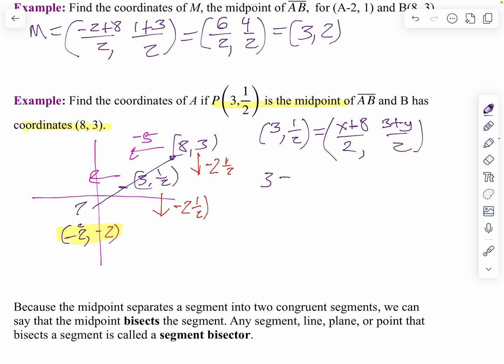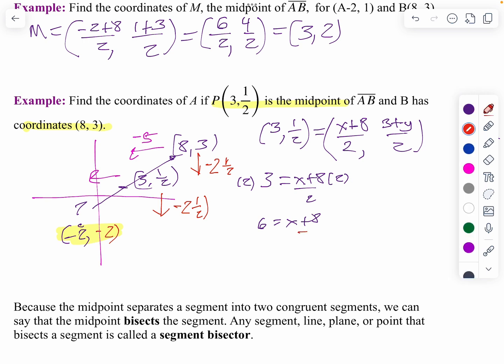So 3 equals (x plus 8) over 2. Well, then let's get rid of the fraction, clear our fractions. We multiply by 2. 6 equals x plus 8. I minus 8 from both sides. 6 minus 8 is negative 2. Notice I get the same answer. And then let's do the same thing for my y.